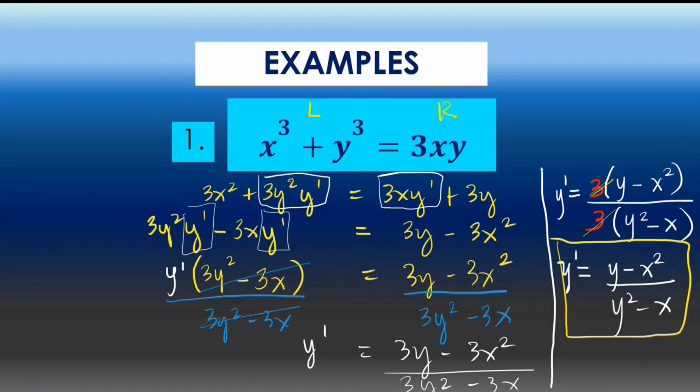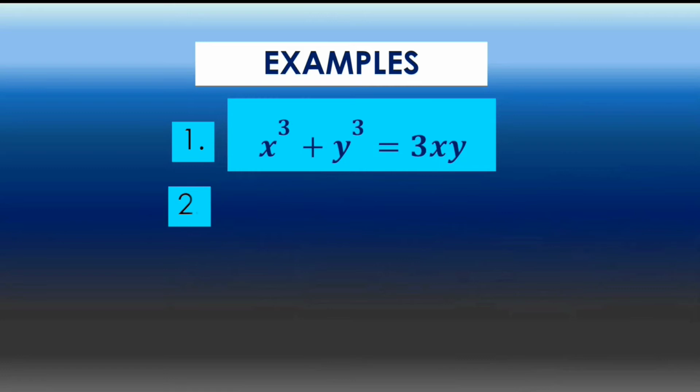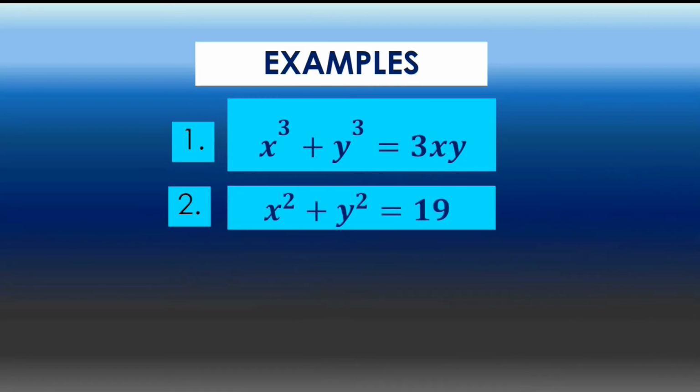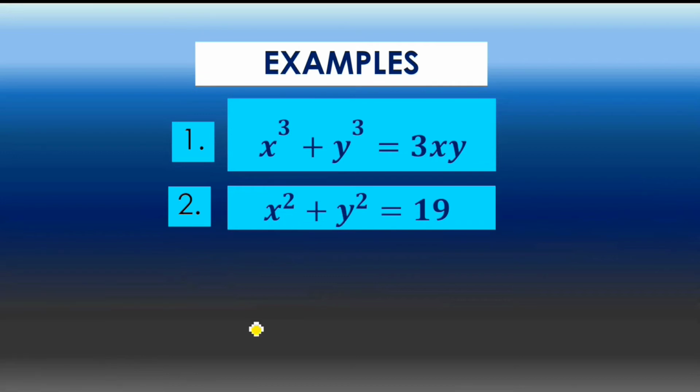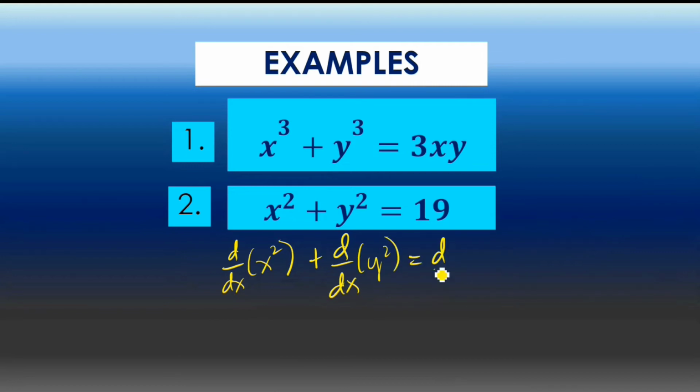So I will be clearing the screen. Let us have the next. So we have x squared plus y squared equals to 19. Again, you try to look at the given function, and as you can see, the x and y are on the same side. So what we're going to do here is implicit differentiation. So get the derivative of all the terms. So we do have derivative of x squared with respect to x, derivative of y squared with respect to x, and derivative of 19 with respect to x.